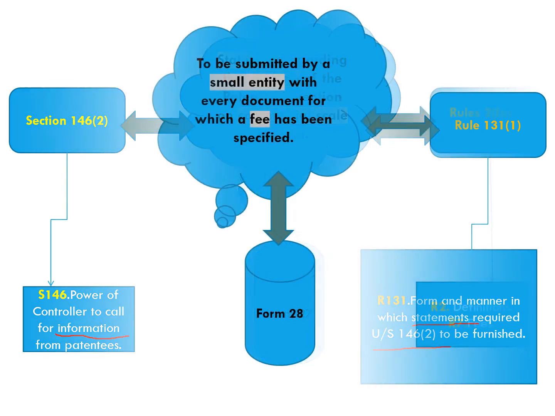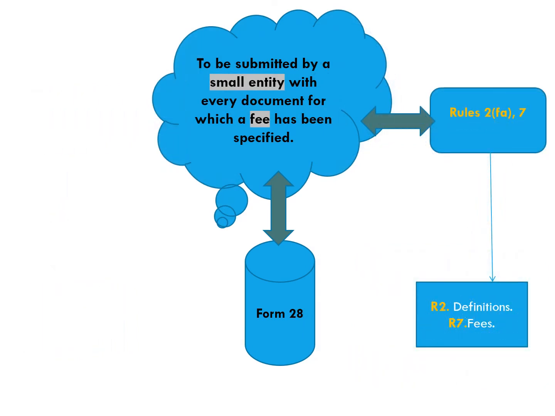Next one is Form 28. The title is: to be submitted by a small entity with every document for which a fee has been specified. Fine. Rules linked are Rule 2, Clause FA and Rule 7. So Rule 2 is about the definitions and Rule 7 is about the fees.